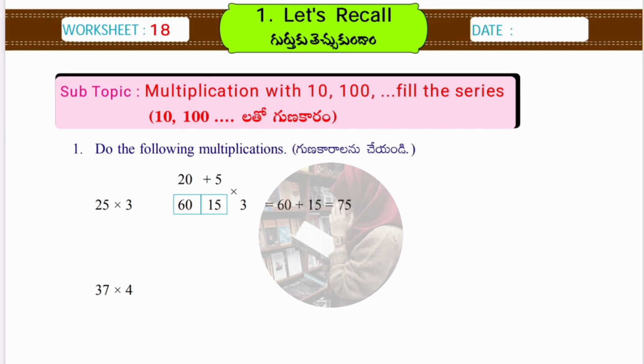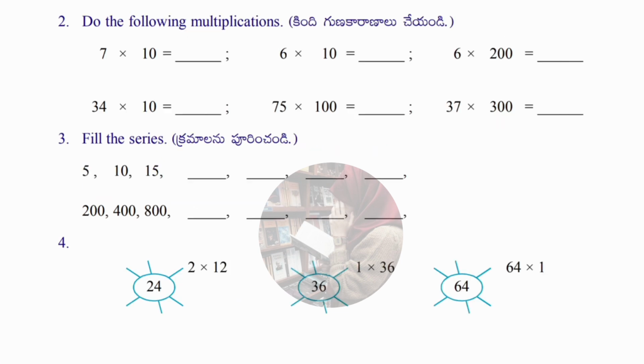Okay, here also we have to do the multiplication with tens and hundreds, like that. Here 25 multiplied by 3 is 75. We all know that, but 25 can be written as 20 plus 5, and this 75 can be written as 60 plus 15. If you do the multiplication by dividing, means 20 plus 5 multiplied by 3 is also 75. Then 60 plus 15 multiplied by 3 is also 75. Okay guys, like that you have to do the second one also.